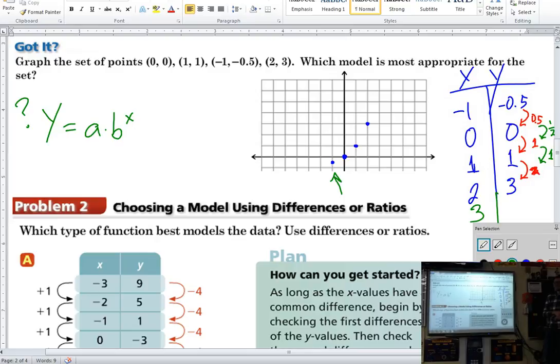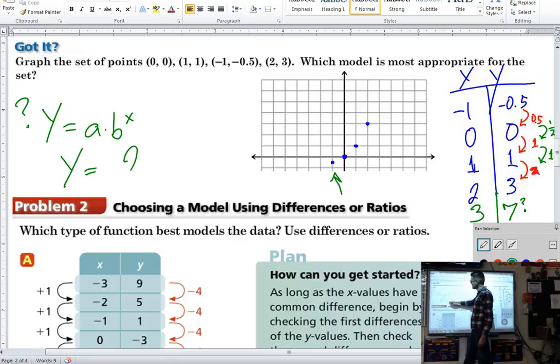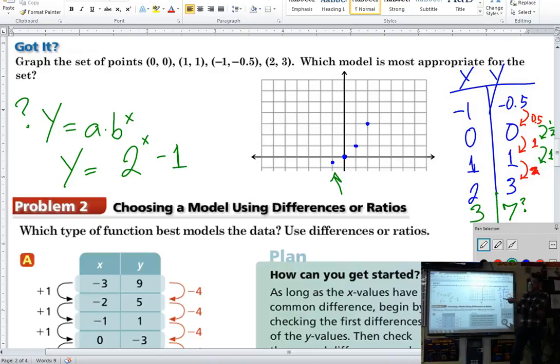Calvin? I think when x equals 3, y would equal 7, because I was messing around with the equation and I got y equals 2x minus 1. So 2x minus 1 would be linear though, wouldn't it? Or 2 to the power of x. Ah, so you're saying y equals 2 to the x minus 1. So our c value would be negative 1, and the a value then is just 1 as well.